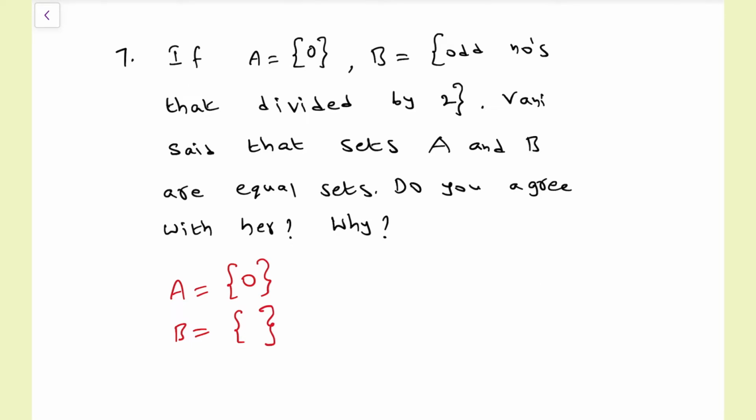Now if you observe set A and set B, is set A an empty set? Obviously not, because in set A we have the element 0. So element 0 is present in set A, so it is not an empty set. Whereas set B is an empty set. An empty set and a non-empty set are never equal to each other. So set A is not equal to set B.